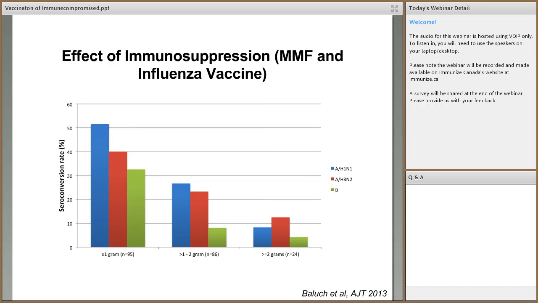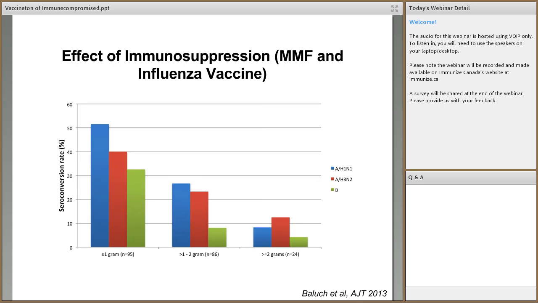And I just want to show you that immunosuppression does impact vaccine response. This is a very nice study that was published in 2013. In this study, there were over 200 patients, and they were all receiving MMF, which is mycophenolate mofetil. It's one of the immunosuppressives used after transplantation. And you can see that patients who were getting high doses of MMF had a very poor seroconversion to influenza vaccine compared to those that were getting lower doses of MMF.